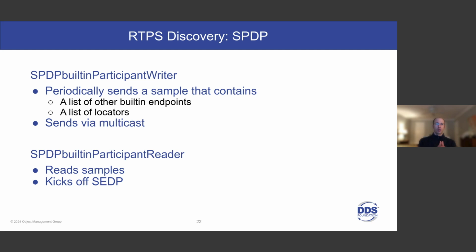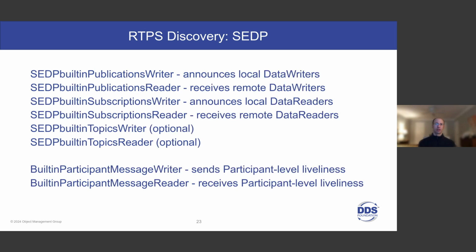So the way SPDP works is we have two built-in endpoints, SPDP built-in participant writer and reader. The writer is going to periodically send a sample that really contains a lot of information, but the basis is it's a list of the other built-in endpoints and a list of locators where you can contact those endpoints, and it sends it via multicast. So every participant needs to join this multicast group. Then the reader reads those samples, gets them, and then kicks off SEDP so that it can discover other things.